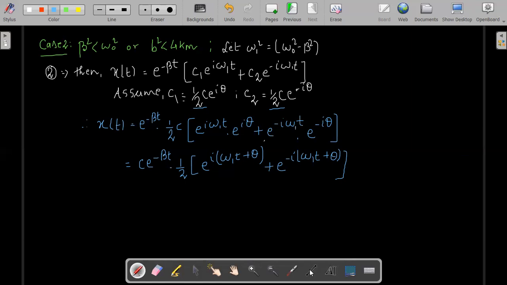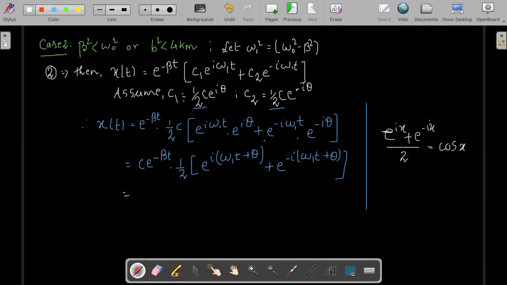Now we do know a result, and let's use that result. The result is of course something you might have come across before. I will take it as e to the power ix plus e to the power minus ix divided by 2, and that is nothing but equal to cos of x. So that means this term can be written in terms of cos. You see, i is there, minus i is there. In place of x, we have got omega 1 t plus theta, and there is a divided by 2 there.